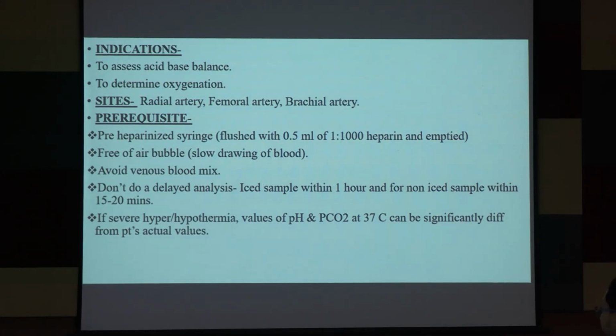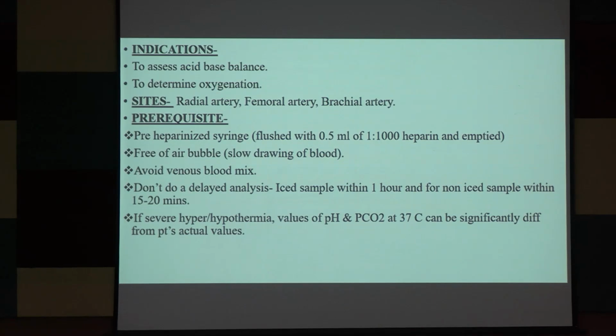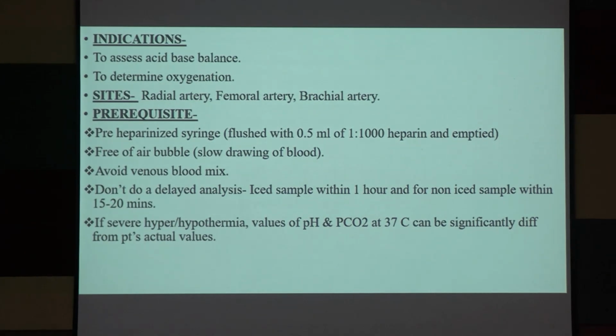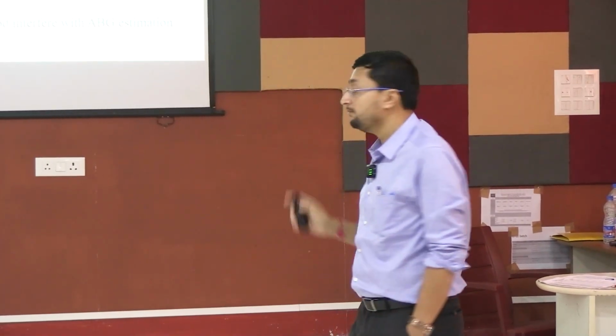If there is severe hyper or hypothermia, values of pH and PCO2 at 37 degrees should be adjusted. So this must be mentioned in the ABG strip, the temperature at the time of recording, right? At the time of aspiration of the ABG, 37 degrees is the ideal temperature. If it is above or below 37 degrees, there is a calculation used to adjust the ABG values. And 2 ml of blood is sufficient. Too small a quantity of blood may interfere with the ABG interpretation.